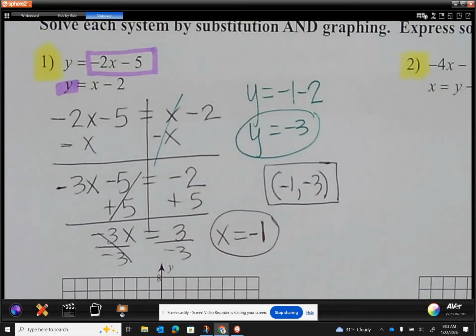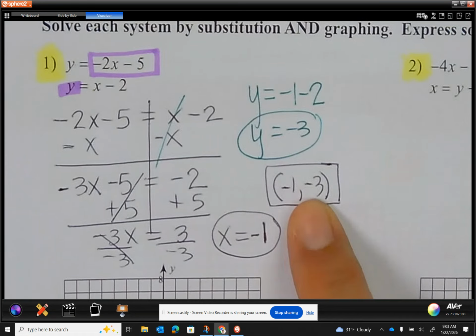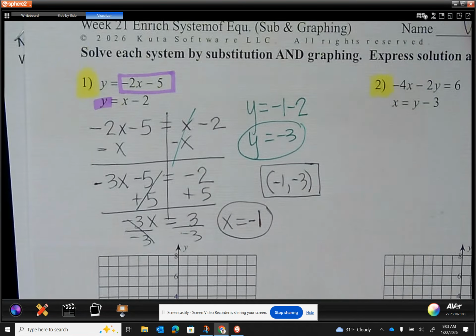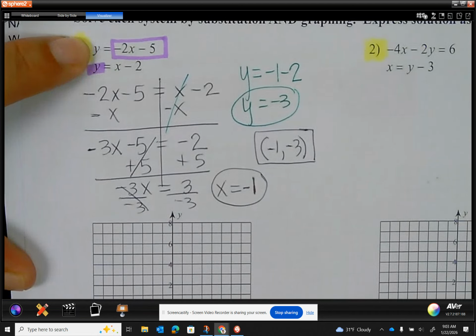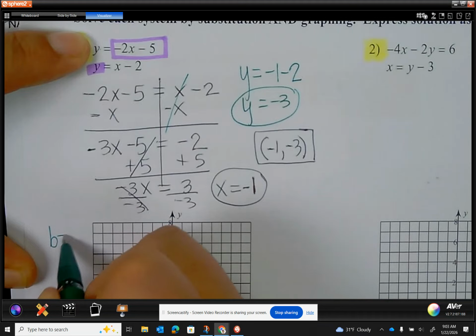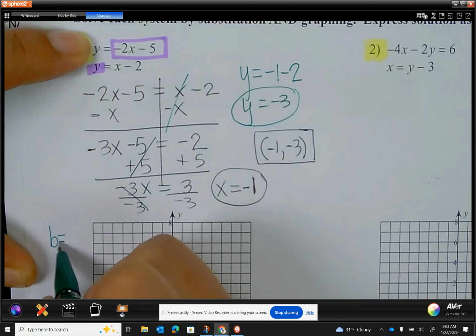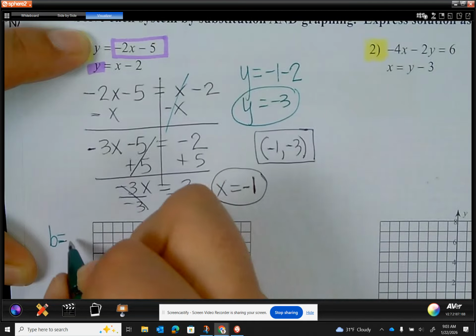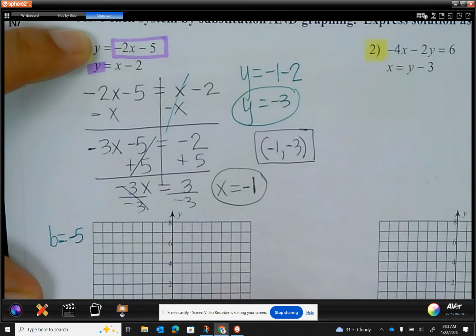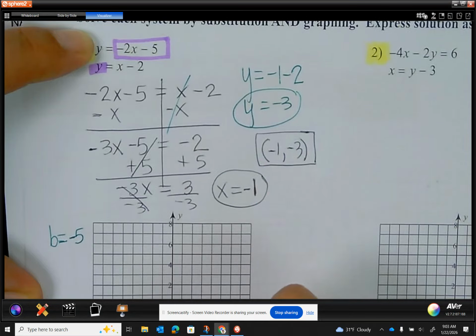We are going to take the same system, and we're going to see if we graph it, can we get the same answer of negative 1, comma, negative 3? So this is the stuff we've been working on since late September. To graph these lines, this first equation has the y-intercept of what? What's my y-intercept up here? Negative 5. So I'm going to go to the y-axis, find negative 5 and put a point.